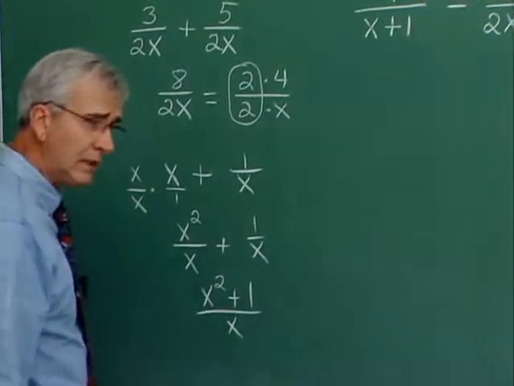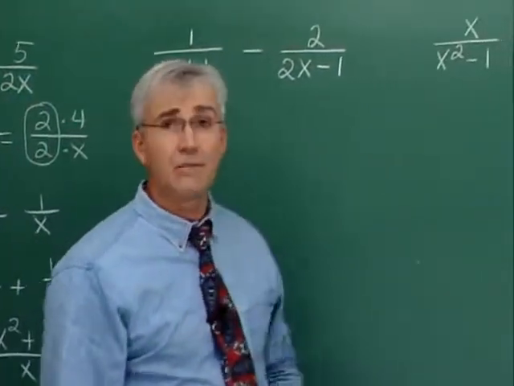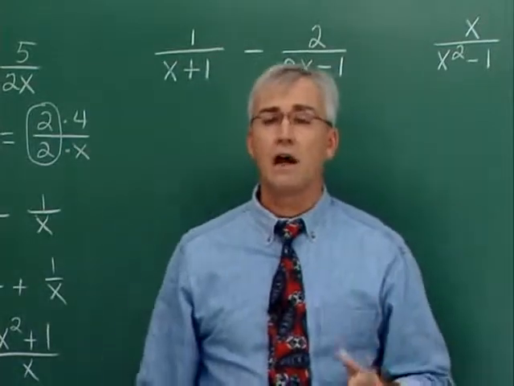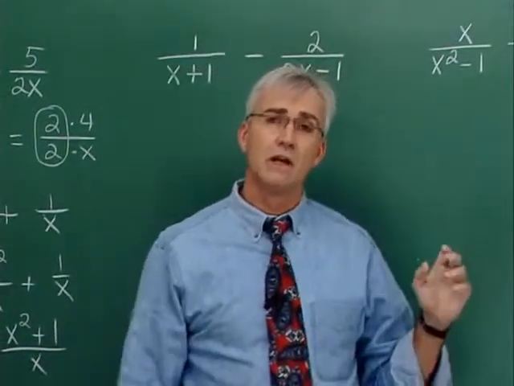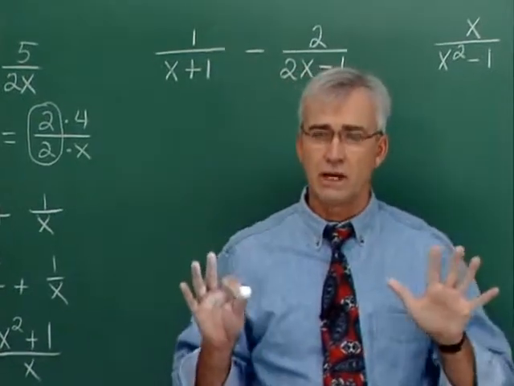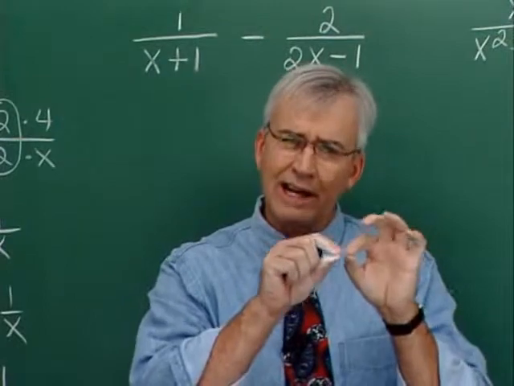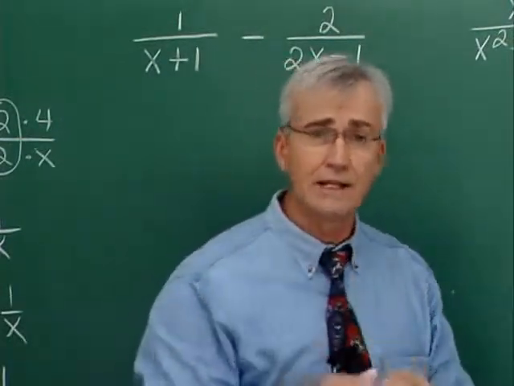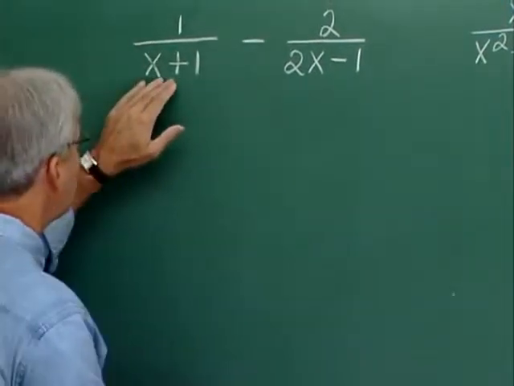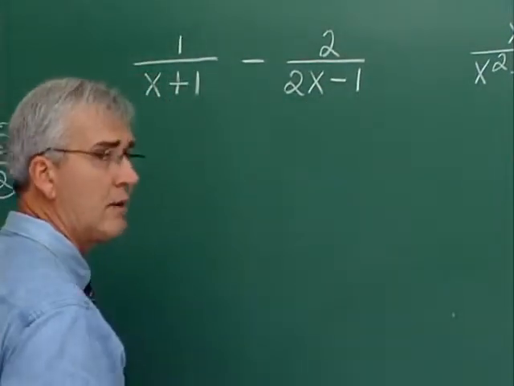All right, here's one where we have a couple of binomial denominators, and they're not alike. So we have unlike denominators. The common denominator in all circumstances is some kind of expression which contains every different factor that we see in any denominator. Now, we see x plus 1 here, and we see 2x minus 1 here. The product of those two is the common denominator.